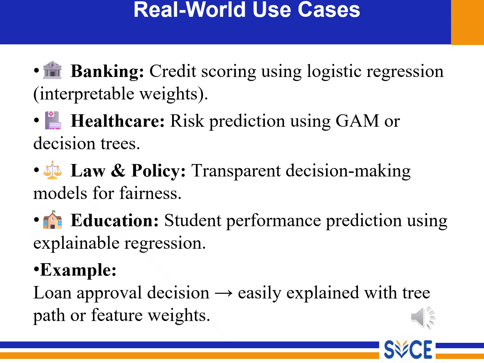The third one is law and policy, which may use transparent decision-making models for fairness. The fourth one is education, an important sector, student performance prediction using explainable regression. For example, a loan approval decision is easily explained with the decision path or feature weights. Okay, have you got it?